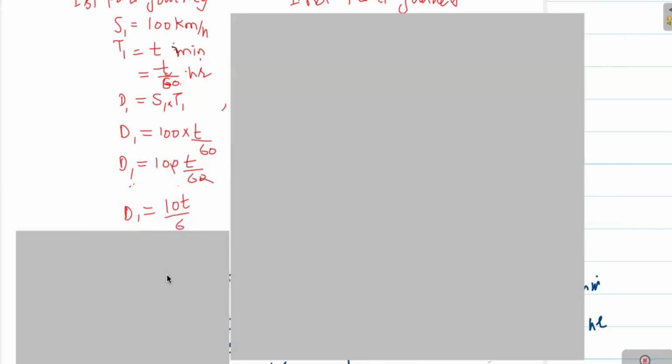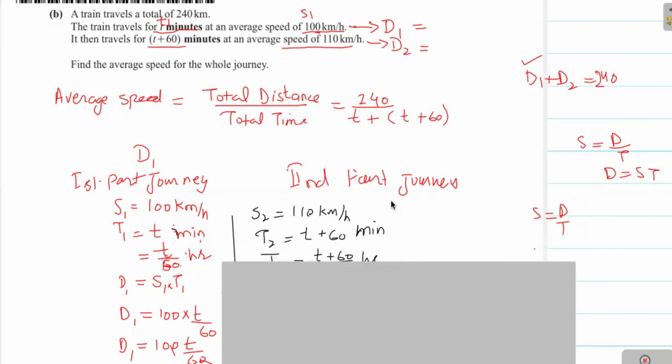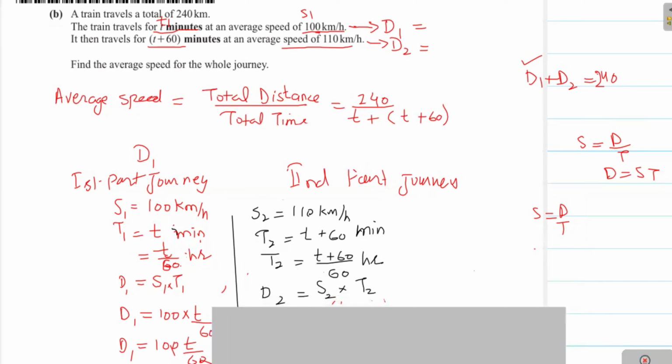0 will be cancelled, and we get the value 10 t over 6. Next, second part of journey, look here, this speed 110 kilometer per hour, time t plus 60. We convert the time minute into hours. We divide this value by 60. We get t plus 60 over 60.